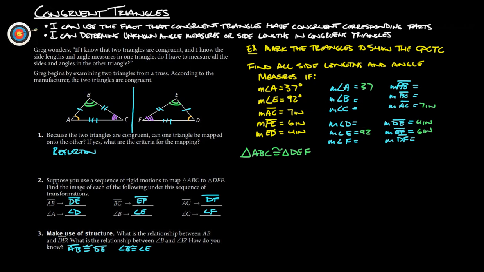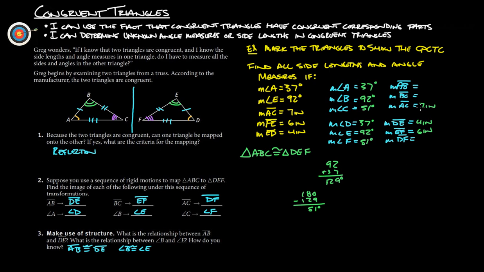So we know that A and D are the same. So this is 37 degrees as well. Okay, and then E is the same as B. So that's going to also be 92 degrees. And then to figure out this last angle, all three angles of a triangle always have to add up to 180. So if we do 92 and 37, that's going to give us 129 degrees. So if we take 180 minus 129, that's going to give us 51 degrees. So this is going to be 51, and this is going to be 51.